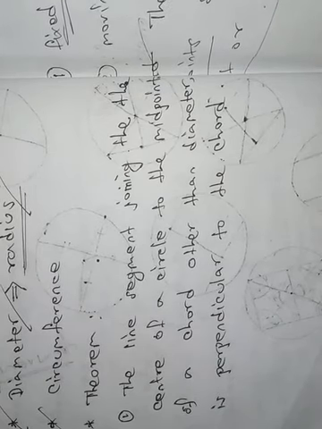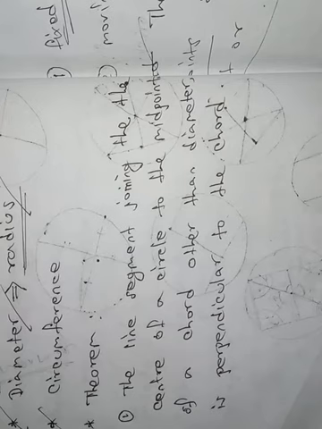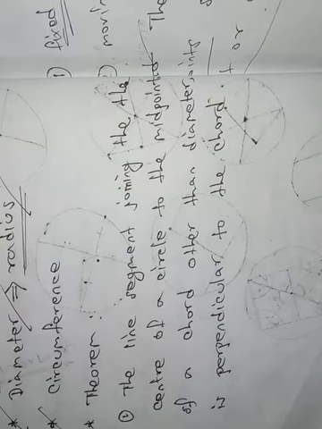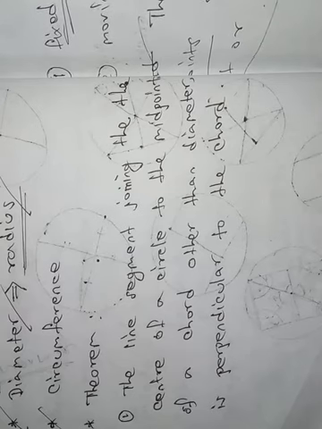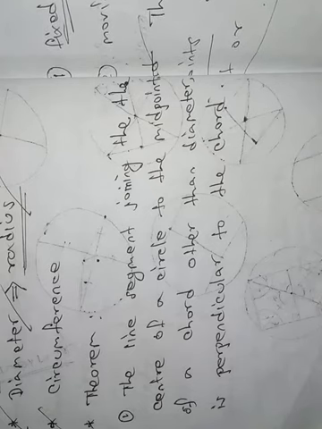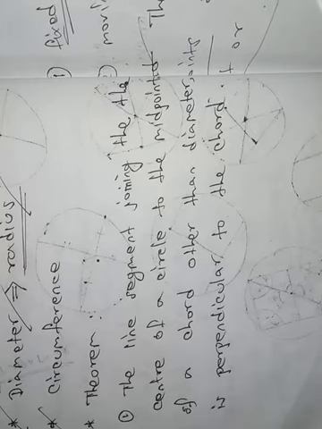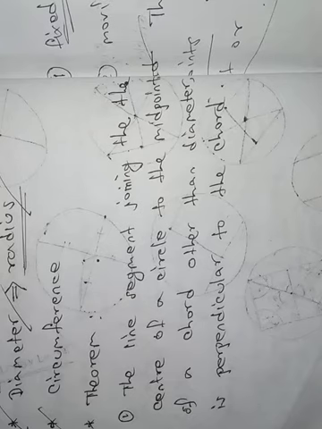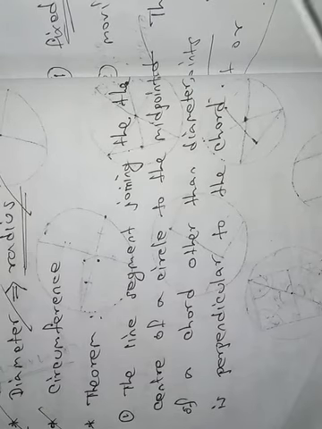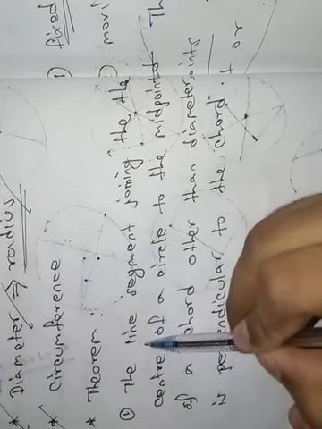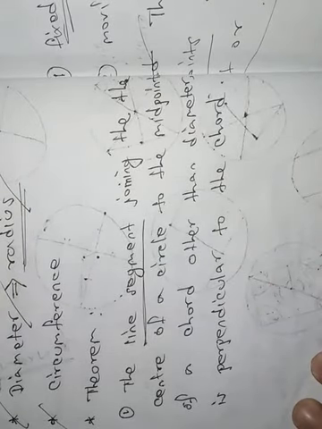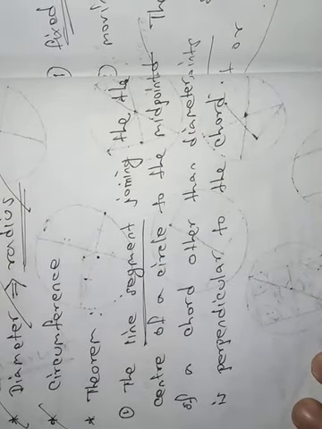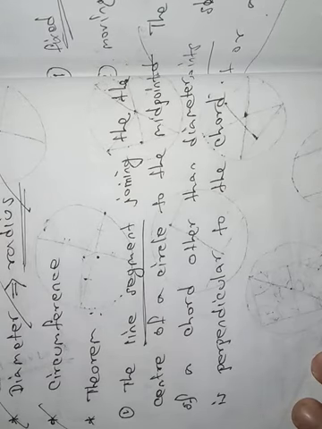Our first theorem is saying that the line segment joining the center of a circle to the midpoint of a chord other than the diameter is perpendicular to the chord. So what are the key points? The line segment. How to find the line segment?